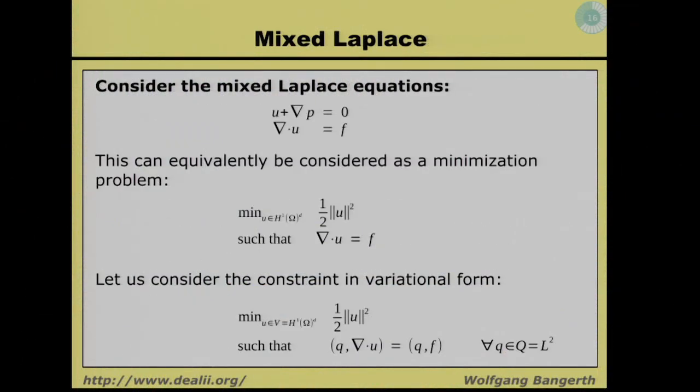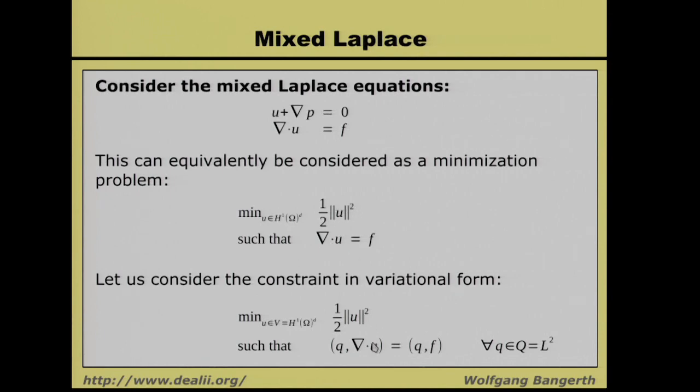All right, so I've told you about Stokes. Now let me show you the other prototypical example of a saddle point problem, or of a mixed problem, named the mixed Laplace. So in a mixed Laplace, we have u equals minus grad p, or u plus grad p equals 0, and div u equals f. And that again, I can rewrite as a minimization problem, namely I want to minimize the norm of u, subject to div u equals f.